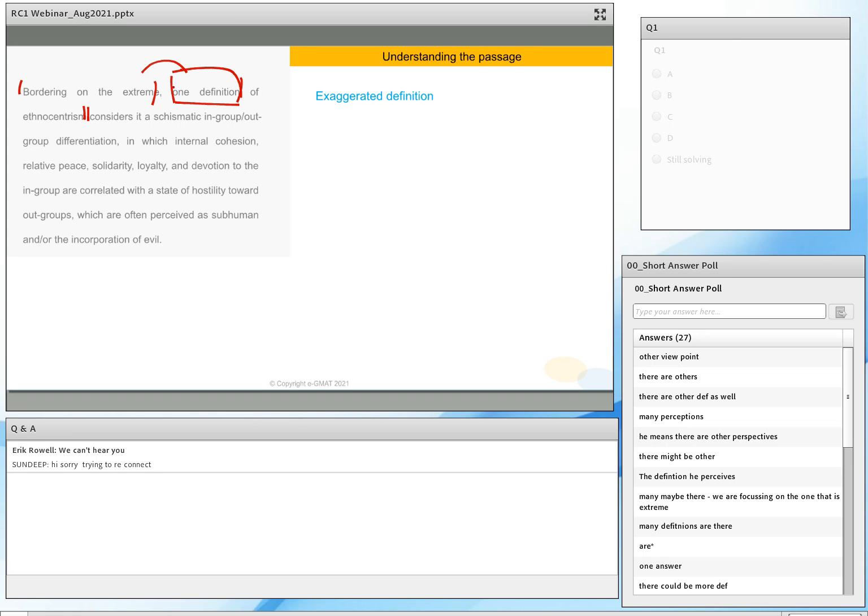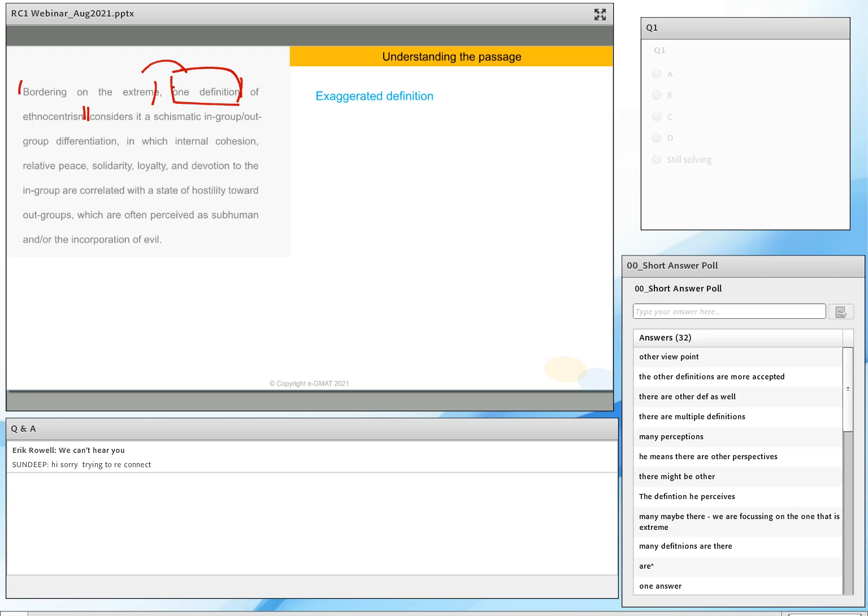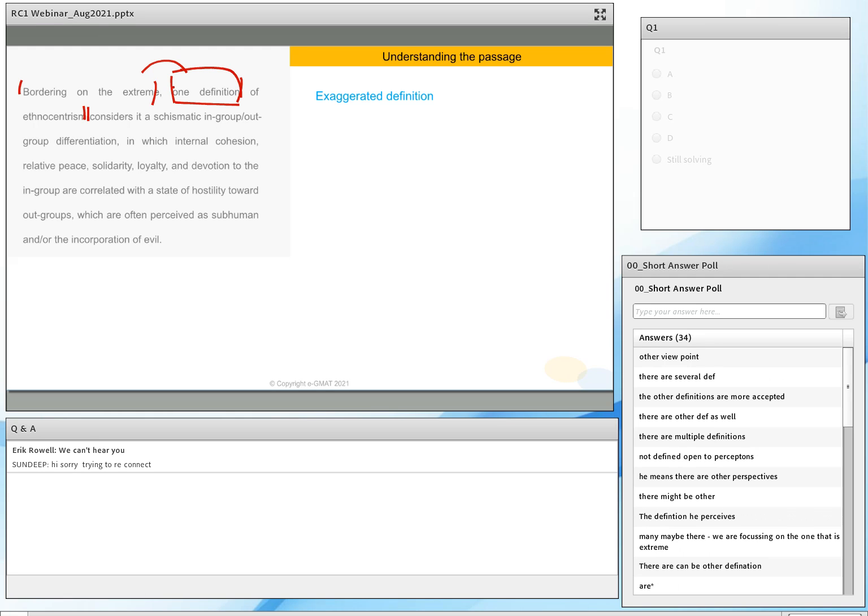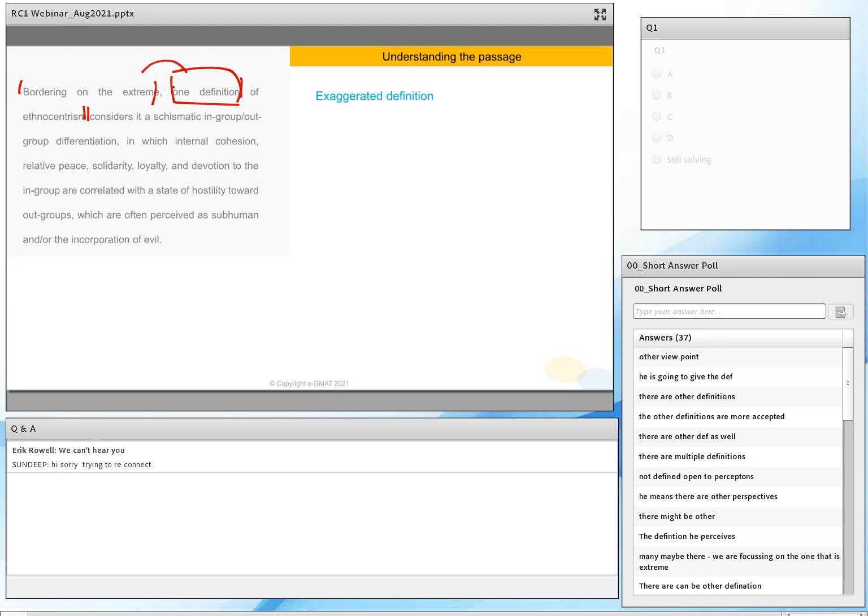Other viewpoint, you're right there, you're around there. So fundamentally, you guys are on the right track. Let me just open your eyes a little bit more. One definition gives me 2 inferences. The first one is definitely what you guys said, that is, hey, in all probability, there are other definitions as well. Fantastic. The other thing you should understand from one definition of EC is, the author is not telling you this is the definition. In fact, the author is telling you that this particular definition is a little exaggerated.